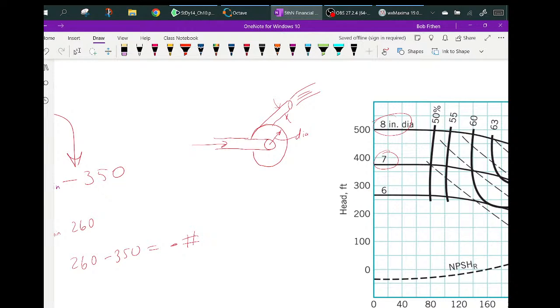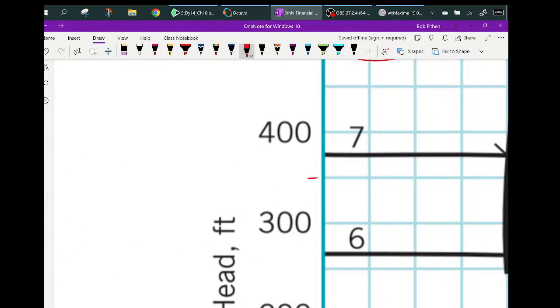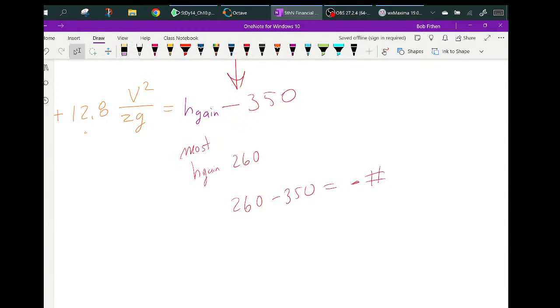So let's take this 7-inch diameter and get the highest pressure it can supply in feet. So this is about 350. This is about 375. So it can push up there about 375. Okay, so the most it can get is 375. So at least 375, at least it can give you at least 25 extra feet of head. So what we're going to do right now is we're going to go with that pump.